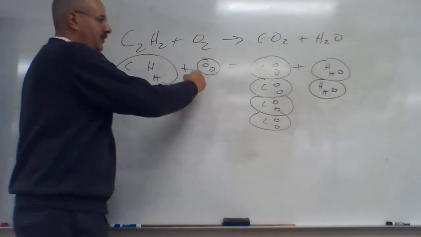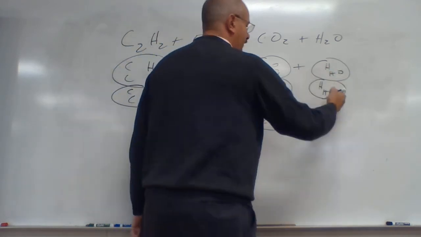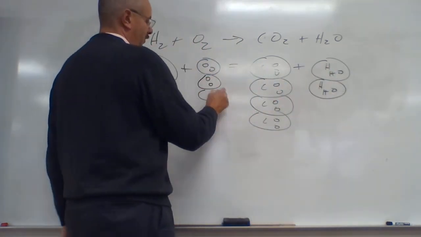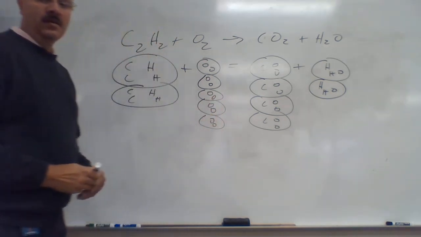Now we'll do O's. I got 2. On the other side, I got 1, 2, 3, 4, 5, 6, 7, 8, 9, 10. So I need some more. There's 4, there's 6, there's 8, and there's 10. So there's my final thing.